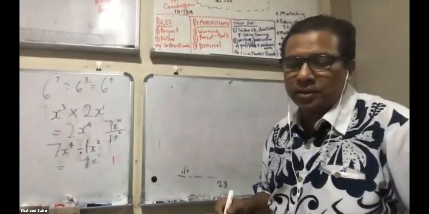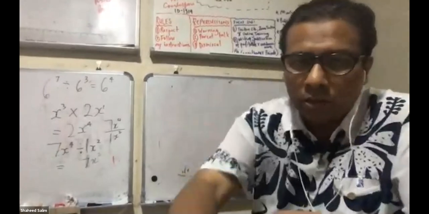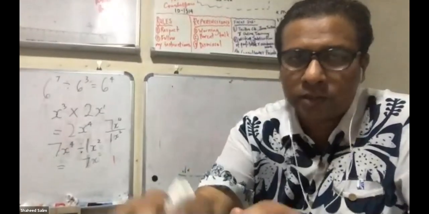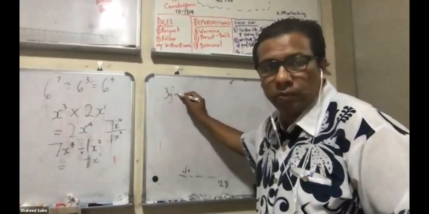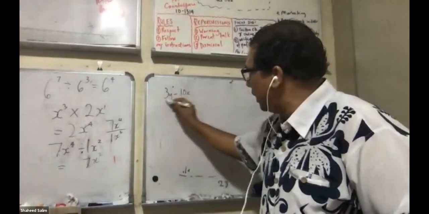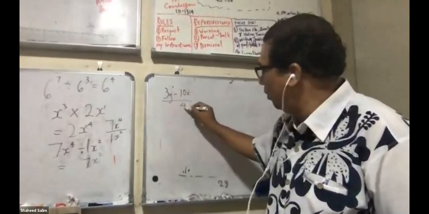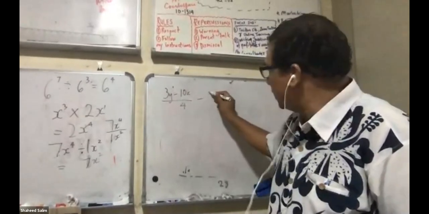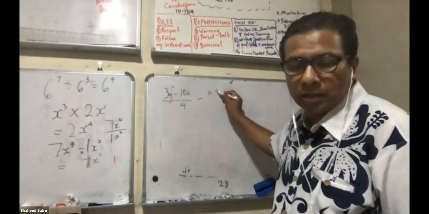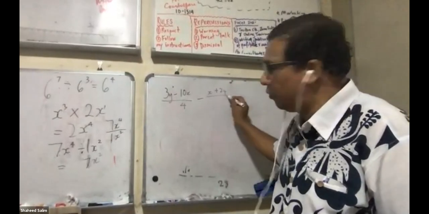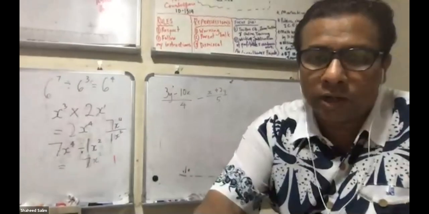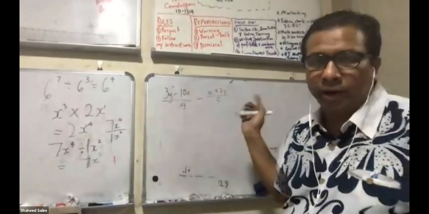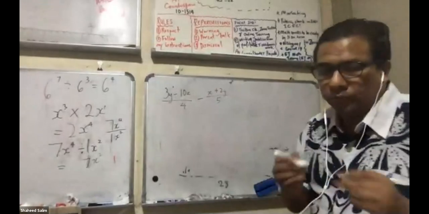Now, the question is: 3y minus 10x over 4, minus x plus 2y over 5. Am I correct? We are all on the same page, correct? This is correct, right? Okay. So now what do we do?